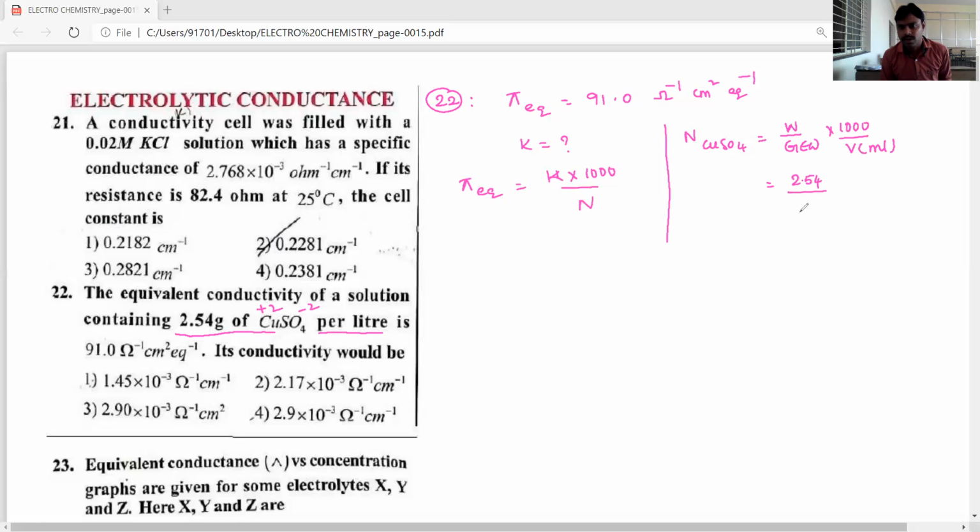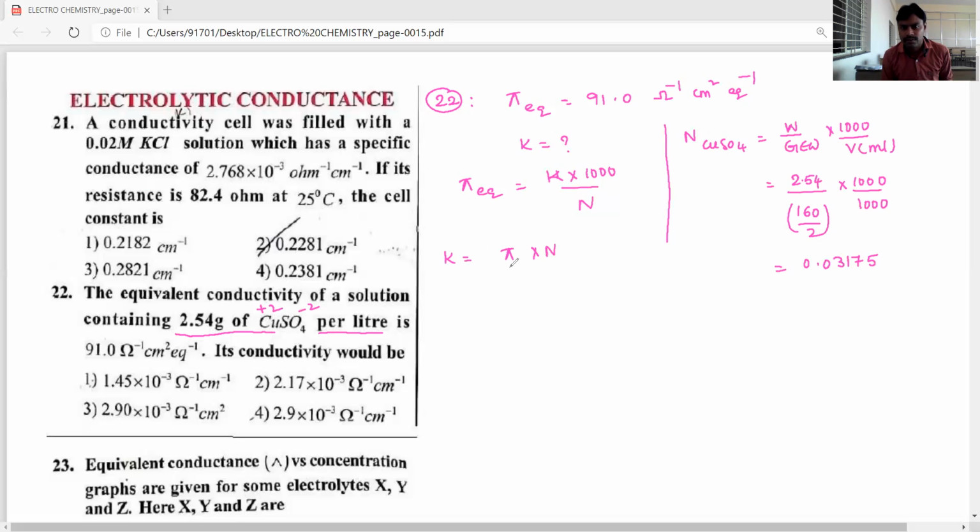2.54 by gram molecular weight of copper sulfate, which is 160. Copper is 64, sulfur 32, 4 oxygen atoms, each oxygen atom 16, that is 64. 64 plus 64 plus 32, then we'll get 160. Okay. So 160 by 2 into 1000 by 1000 ml. On simplification, we'll get normality equal to 0.03175 normality.